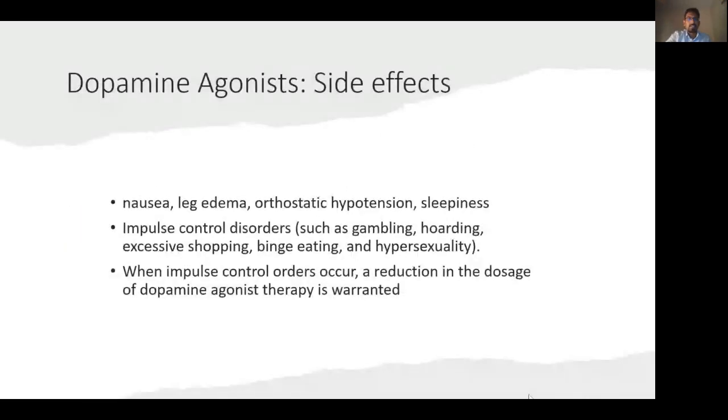The side effects of dopamine agonists and levodopa are more or less the same profile, except for this impulse control thing. But nausea, orthostatic hypotension, and sleepiness are quite common in both levodopa and dopamine agonists. This impulse control is an interesting one. It's more seen in dopamine agonists, and sometimes it can be so intense that it can affect daily life significantly.